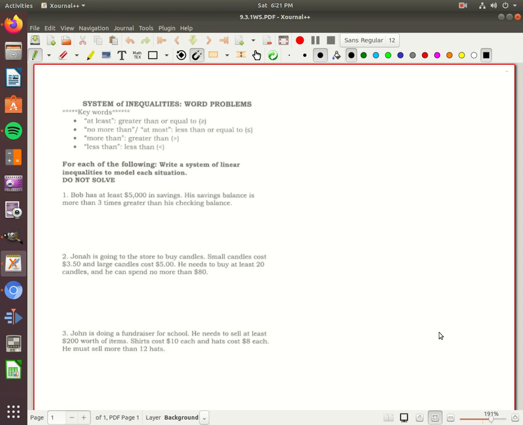So this worksheet is, again, a pretty janky worksheet, and I apologize for that. Systems of inequalities, word problems. So essentially, you're going to be given some word problems, and I want you to turn them into inequalities as opposed to equations, and then solve the system of inequalities like we normally would a system of equations to derive answers.